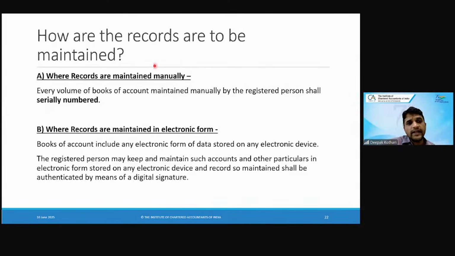Now, how are the records to be maintained? Records can be maintained manually by the registered person and shall be serially numbered. If you're maintaining manually, have a proper serial number. If you're maintaining electronically, the registered person may keep and maintain such accounts and other particulars in electronic form stored on any electronic device, and records shall be authenticated by a digital signature. So if you are taking any print of a document from an electronic record, it should be authenticated by a digital signature.